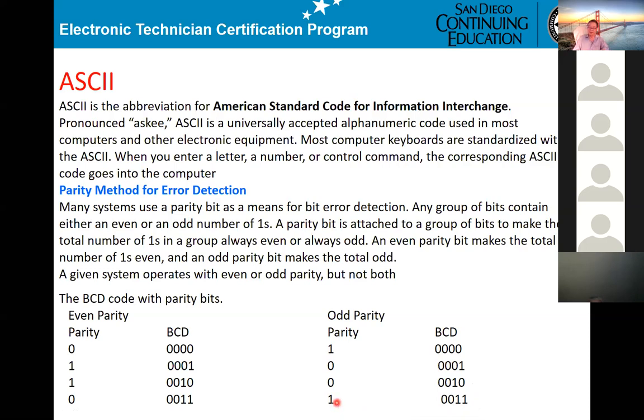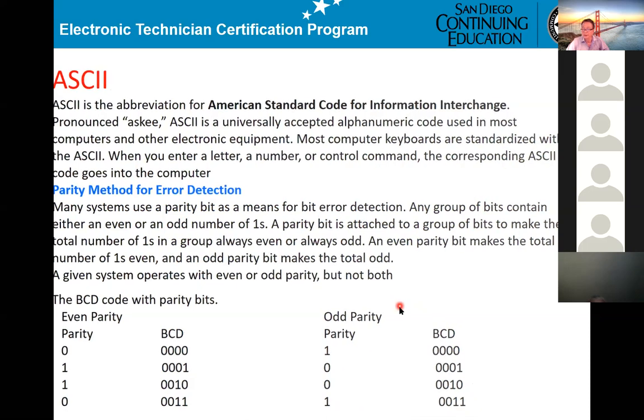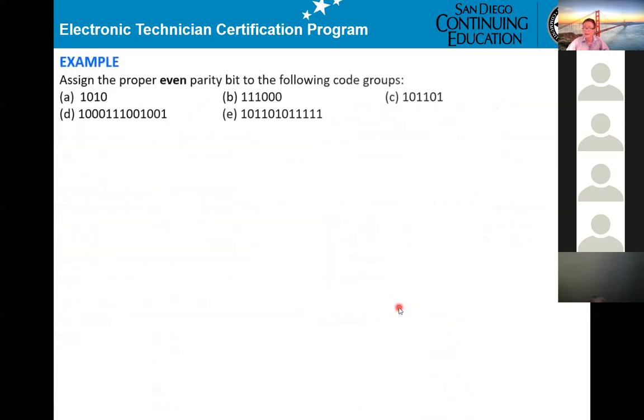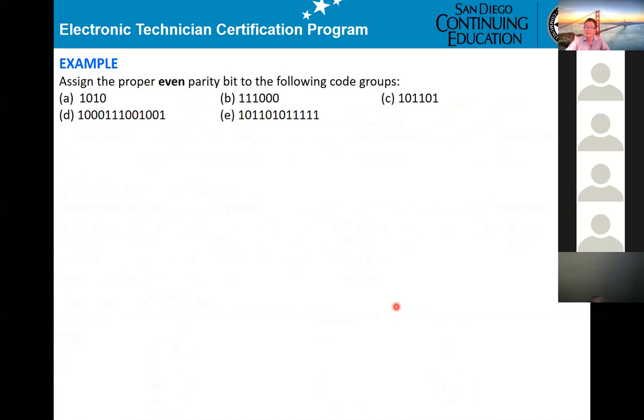That's only talking about even or odd. They have to use either one, not both. They are using even parity or odd parity. And in order to understand, you need to do the example, I think. Okay, here.